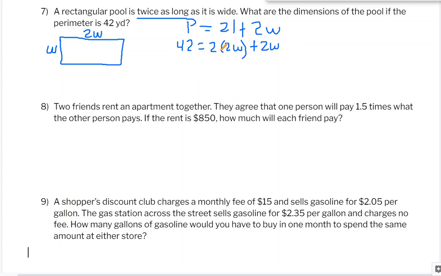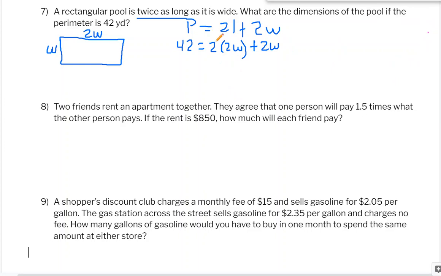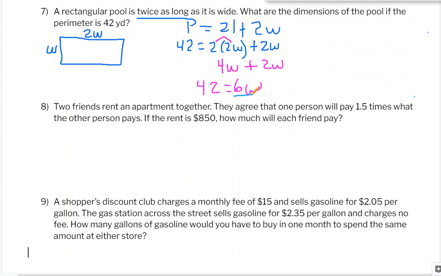All right, so now I got to solve this. I see multiplication here. I got to do 2 times this 2W. Well, that's going to give me 4W. All right? So then I have 4W plus 2W. That's going to give me 6W. So I'm left with 42 equals 6W. So to get W by itself, I'm going to have to divide by 6, right? Divide by 6, divide by 6. And 42 divided by 6 is 7, right?